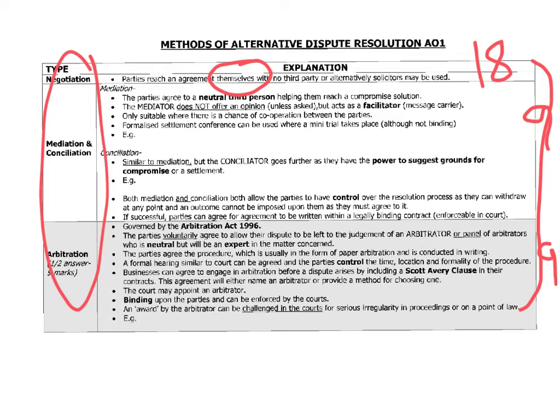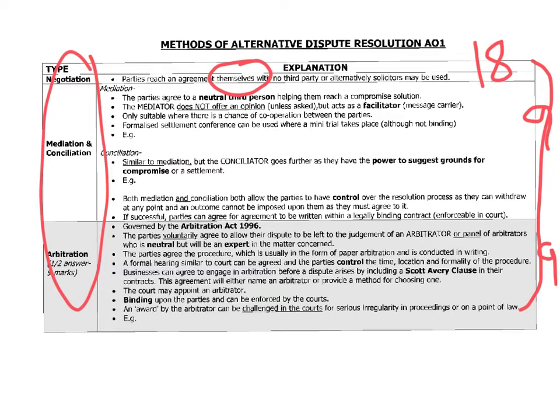Nobody else is helping. You could use a solicitor, I suppose, if you wanted to be formal, but realistically it's not needed. So obviously it's very cheap because you just sit down and deal with it. So this would generally be for things like businesses or individuals that have got some form of problem.